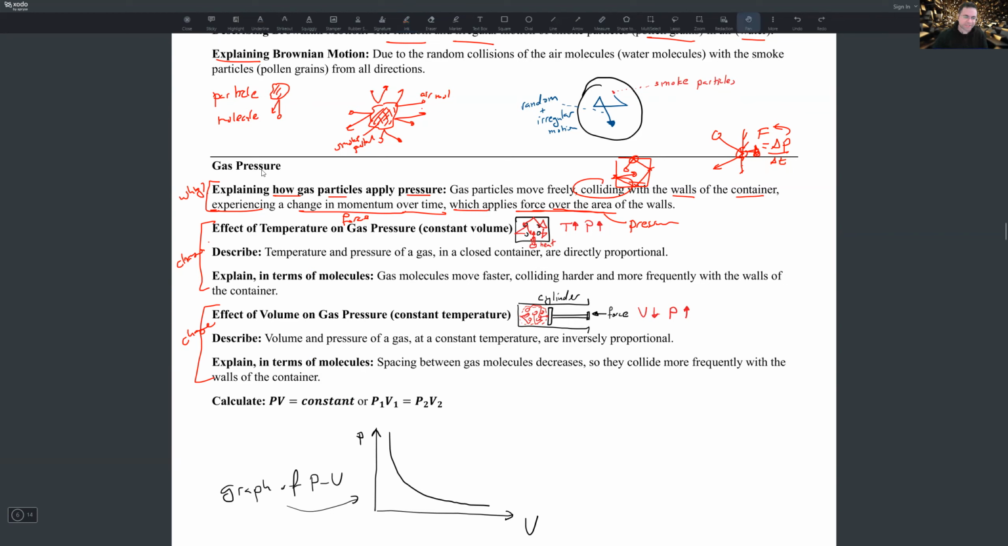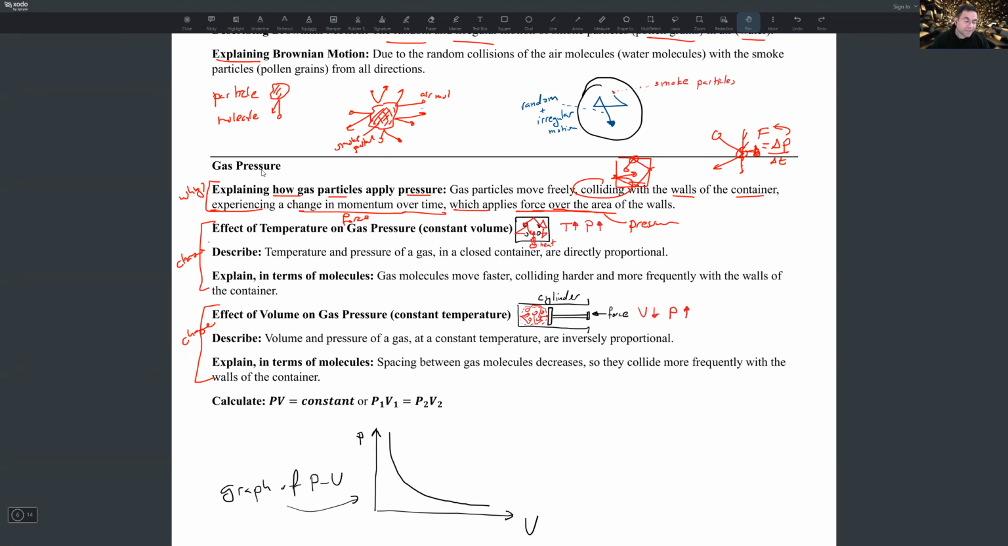So if I ask you, it's always the same. If I ask you to describe how gas molecules or particles apply pressure on the container they're in, you will say: gas molecules or particles move, and as they're moving, they collide with the walls of their container, experiencing a change in momentum over time, which applies force over the area of the walls, causing pressure. You can finish the sentence with causing pressure. Okay? Good.